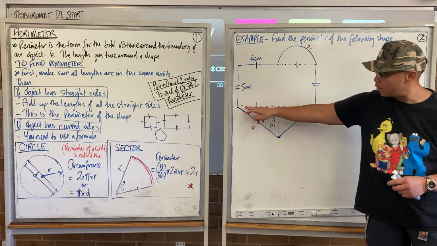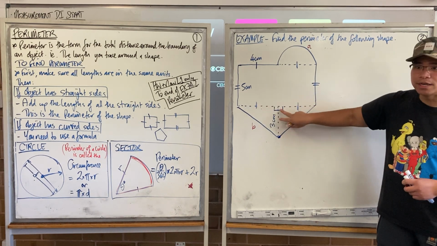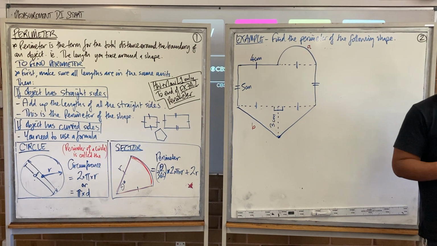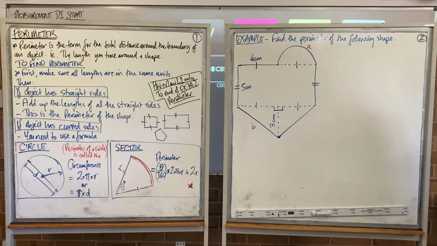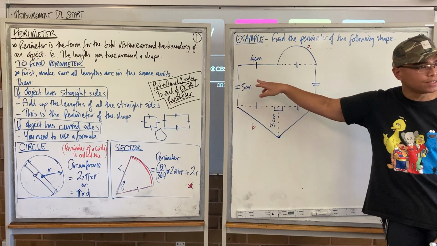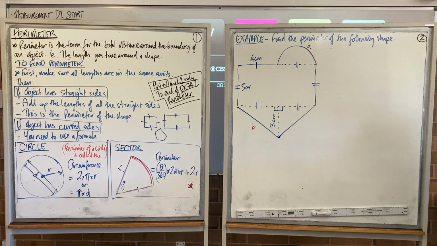Because I know that the bottom of that triangle is 4. The bottom of that triangle is 4. One side is 3, so the opposite's going to be the same, okay? We need to do some extra stuff to find A and B. Before, the easy part is going to be just adding the straight sides together, okay? But I need to find the unknowns first, so let's work on finding the unknowns.